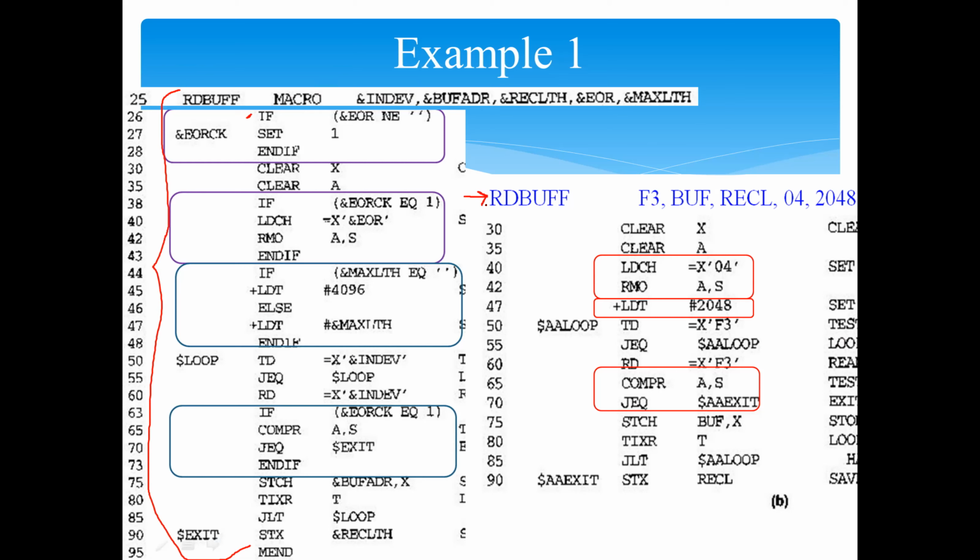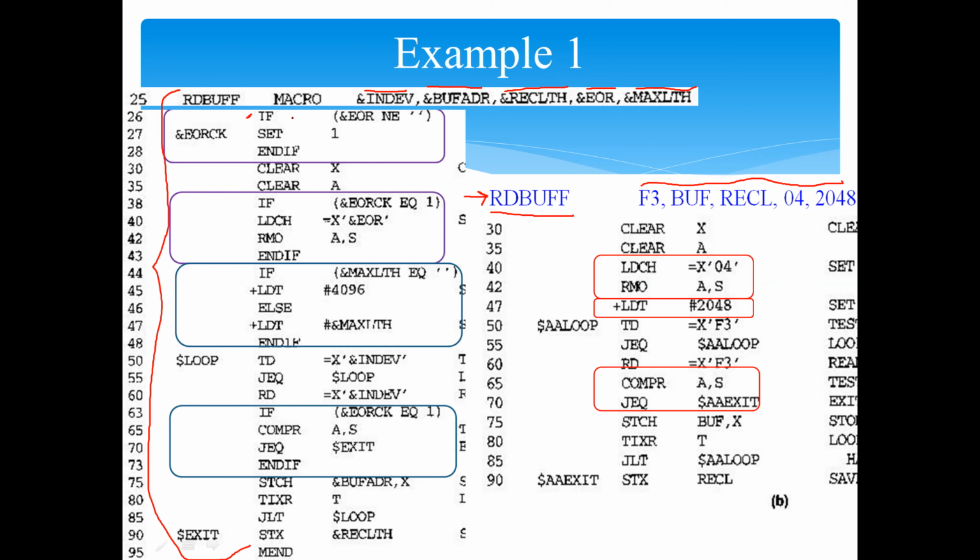This is the point where you are invoking the macro, the parameters. These are the arguments. So here we have &INDEV is F3, &BUFADR is BUFFER, &RECLTH is RECLNG, and &EOR is 4, and &MAXLTH is 2048. These are the values being passed as arguments. And you have the macro expansion. So let us look at the macro expansion, how the macro is expanded for such a case.